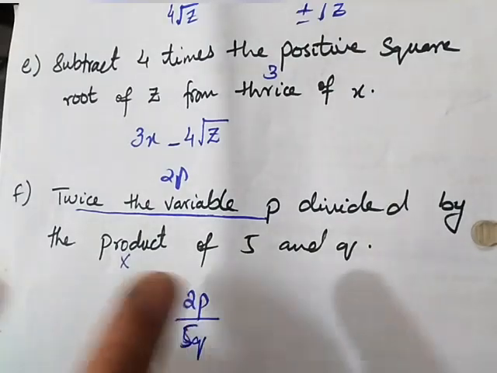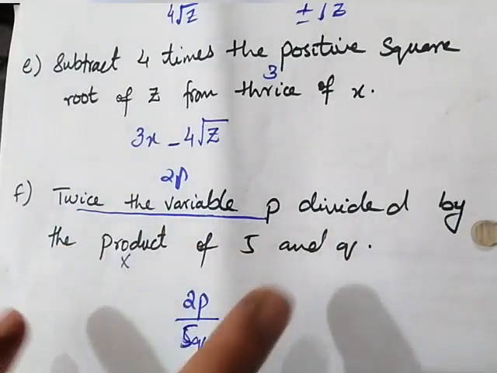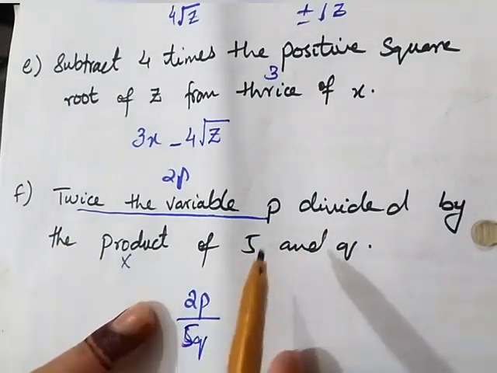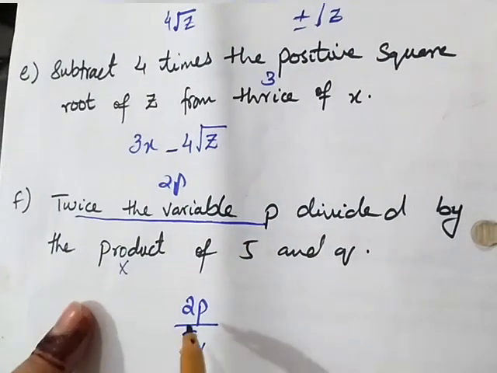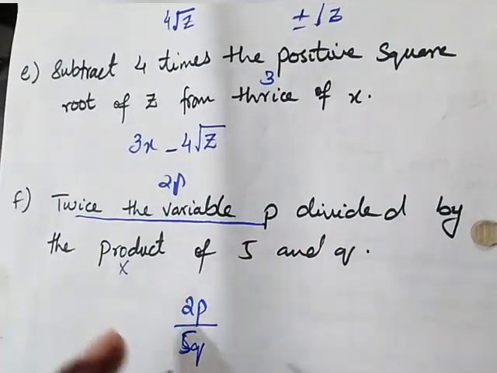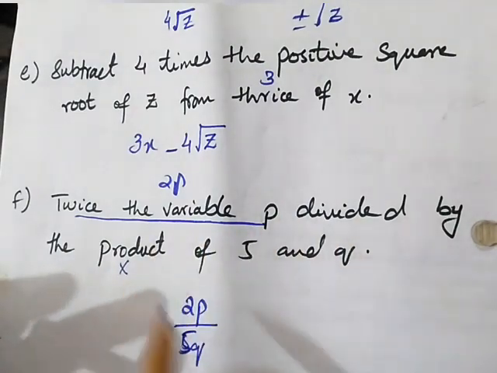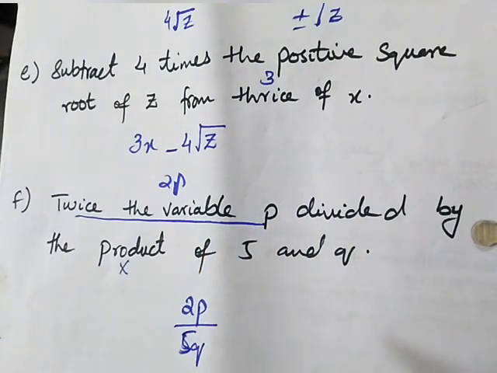Now it is the statement, your algebraic expression: twice the variable. What is the variable? P. So twice the variable is 2p divided by the product. Product means multiplication, and the product of which two things? 5 and q. So I hope you understand it. It is done with your question 1.